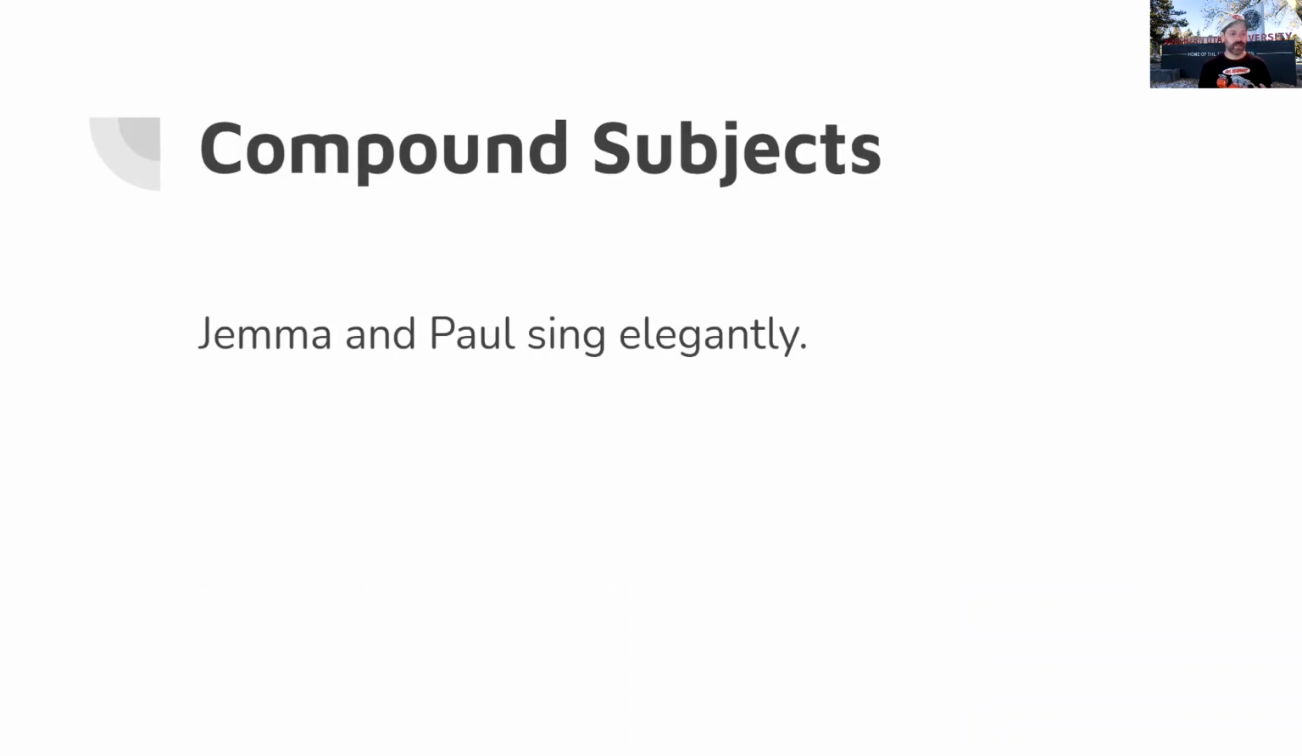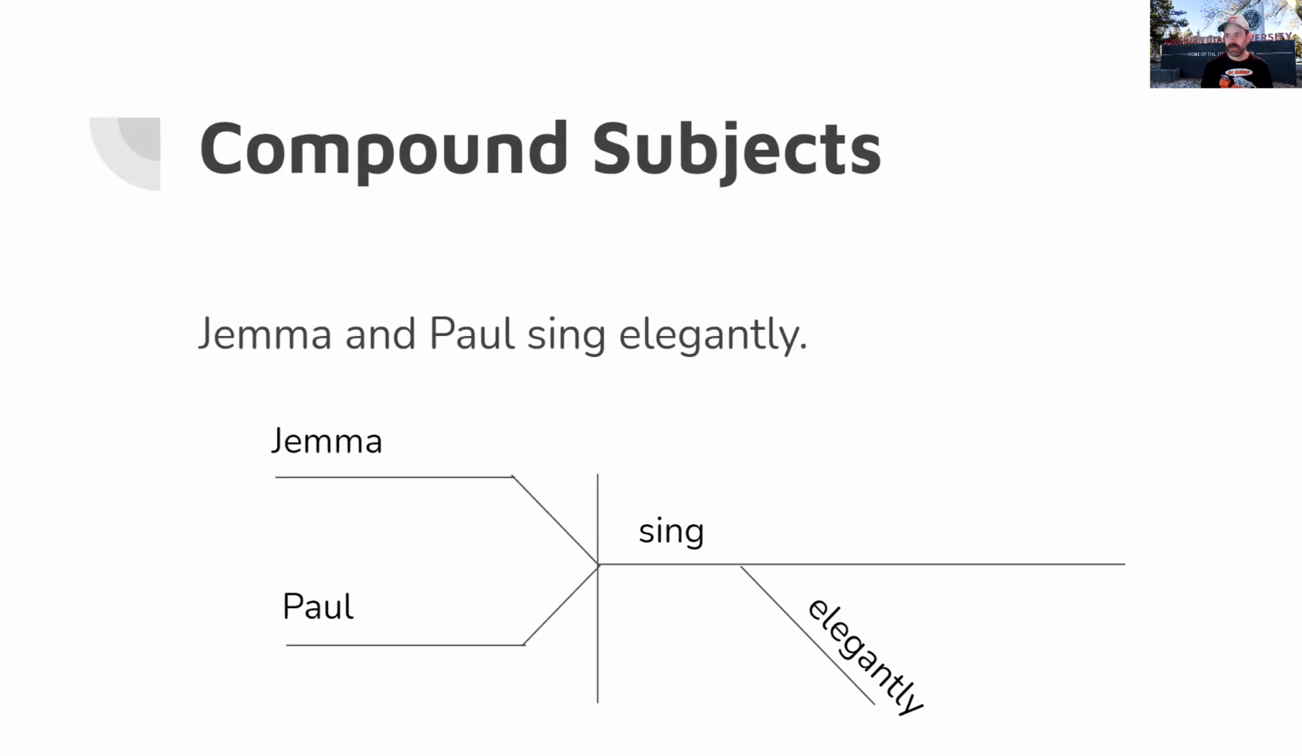Coordinating conjunctions can combine other things that are of equal status. So two subjects of equal status: Gemma and Paul sing elegantly. Now the sing elegantly is a sentence we had from before, but we only had one subject. Let's take a look at how it looks when we use the coordinating conjunction to combine two subjects. We get the sing elegantly part, that's our predicate. And the way we would show that there's two subjects here, we put these branching lines, and then we can combine them again with the and.